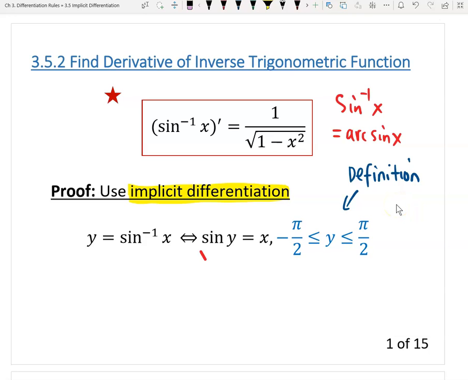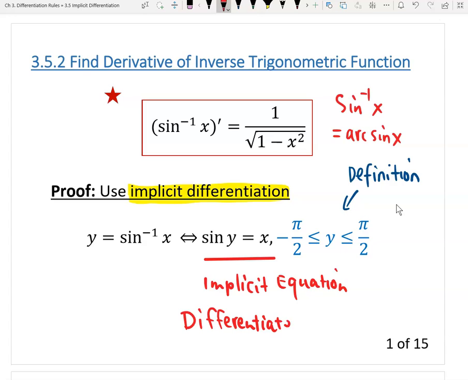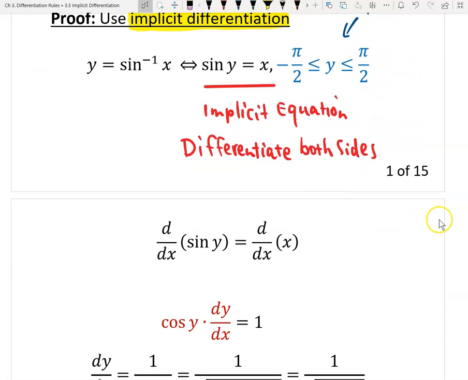So here is the implicit equation. Let me write this implicit equation we are going to use. And the implicit differentiation means we have to differentiate both sides of this implicit equation. We take a derivative of the left and a derivative of the right. The right is easy, it is 1. Now take a derivative of the left.